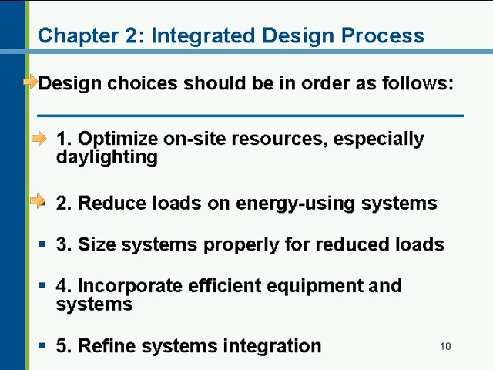And the second step is to reduce any loads you might have. And then next is, once you have that load, to size your systems properly that are serving those reduced loads. Fourth step is using efficient equipment and systems to serve the loads. And finally is doing some refinement of the systems integration here. So sort of loop back around and make sure you hold everything together here and optimize.